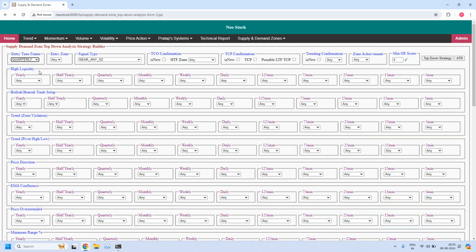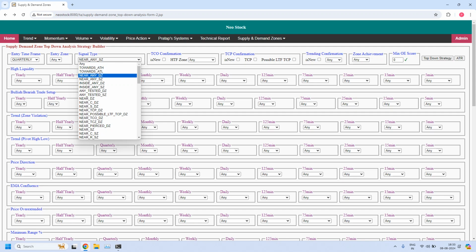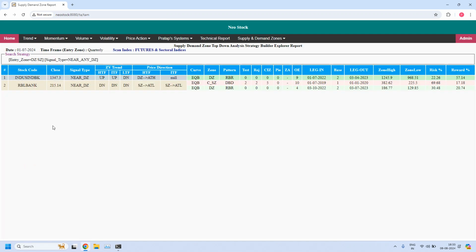Now I'm changing the time frame to quarterly. Let us find the stocks near quarterly demand zone. So two stocks are near to the quarterly demand zone.